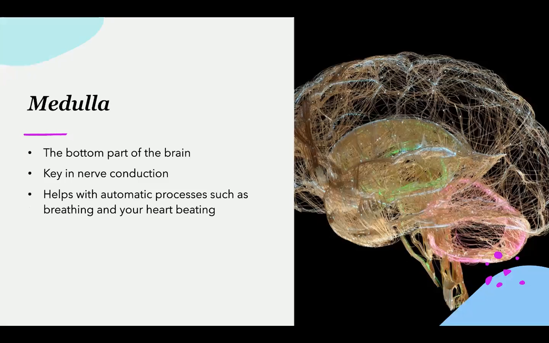And next we will be discussing the medulla that is down here. It is the bottom part of the brain. And as you saw in the previous picture, it holds a key in the nerve conduction through the brain. It helps tie those nerves into the brain and is where the processes from those begin. It helps with automatic processes as well, such as breathing and your heart beating, just as the pons did.